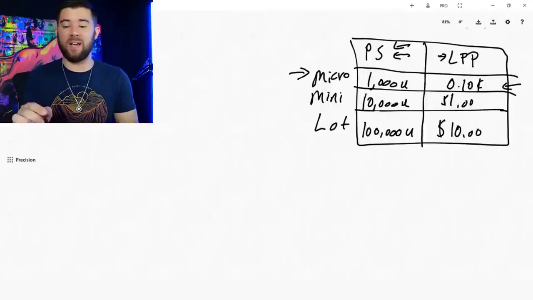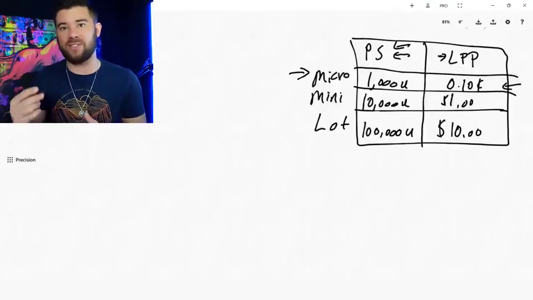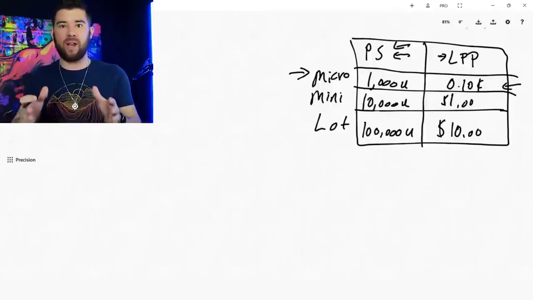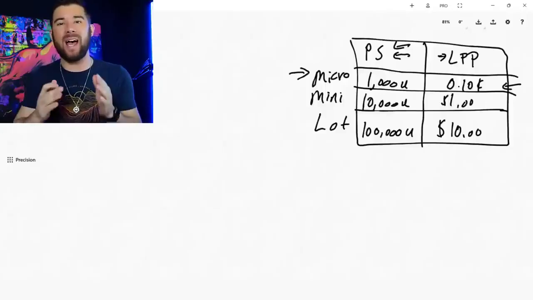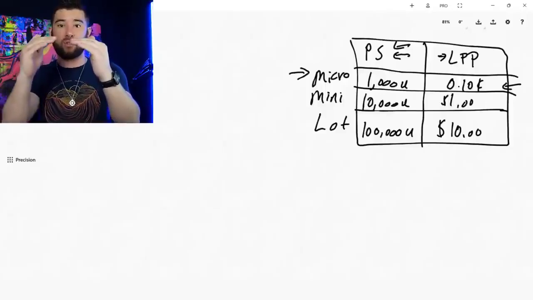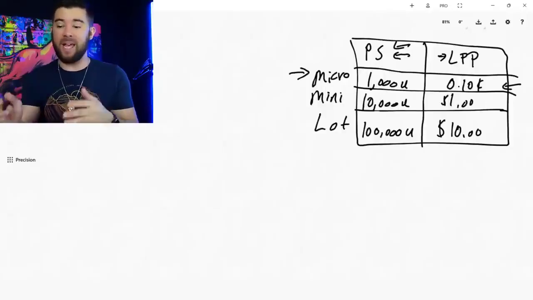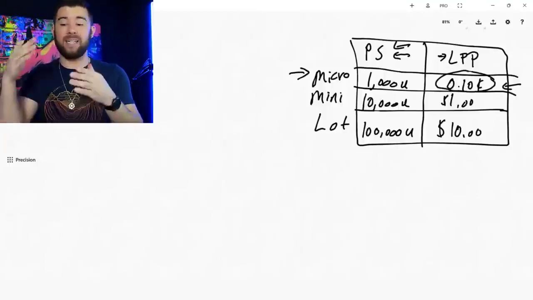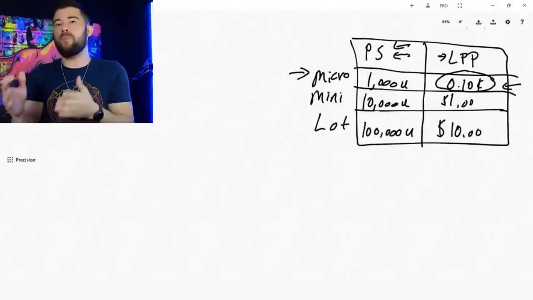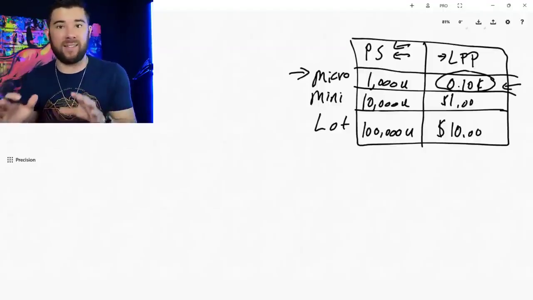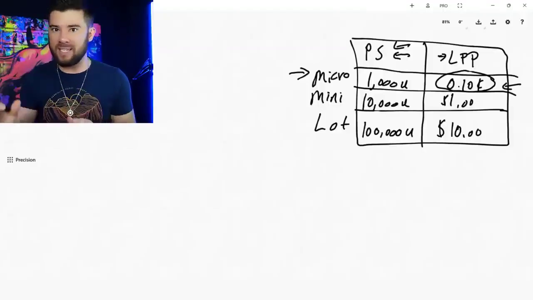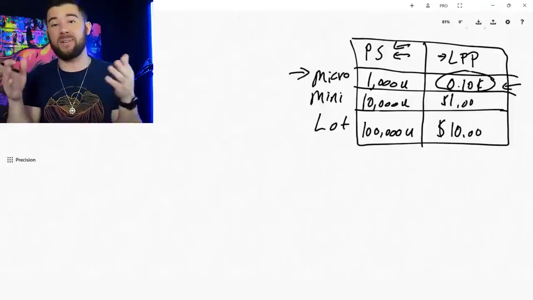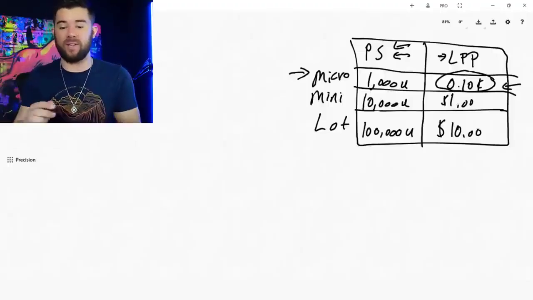Let's go through that one more time. A micro lot is 1,000 units of currency. If you trade with 1,000 units of currency as your position size and price drops 1 pip, that means you have lost 10 cents. And this table is a general rule of thumb. There will be certain currency pairs that are slightly different, but again, this is a generalization and a good general place to determine your position size really quickly.